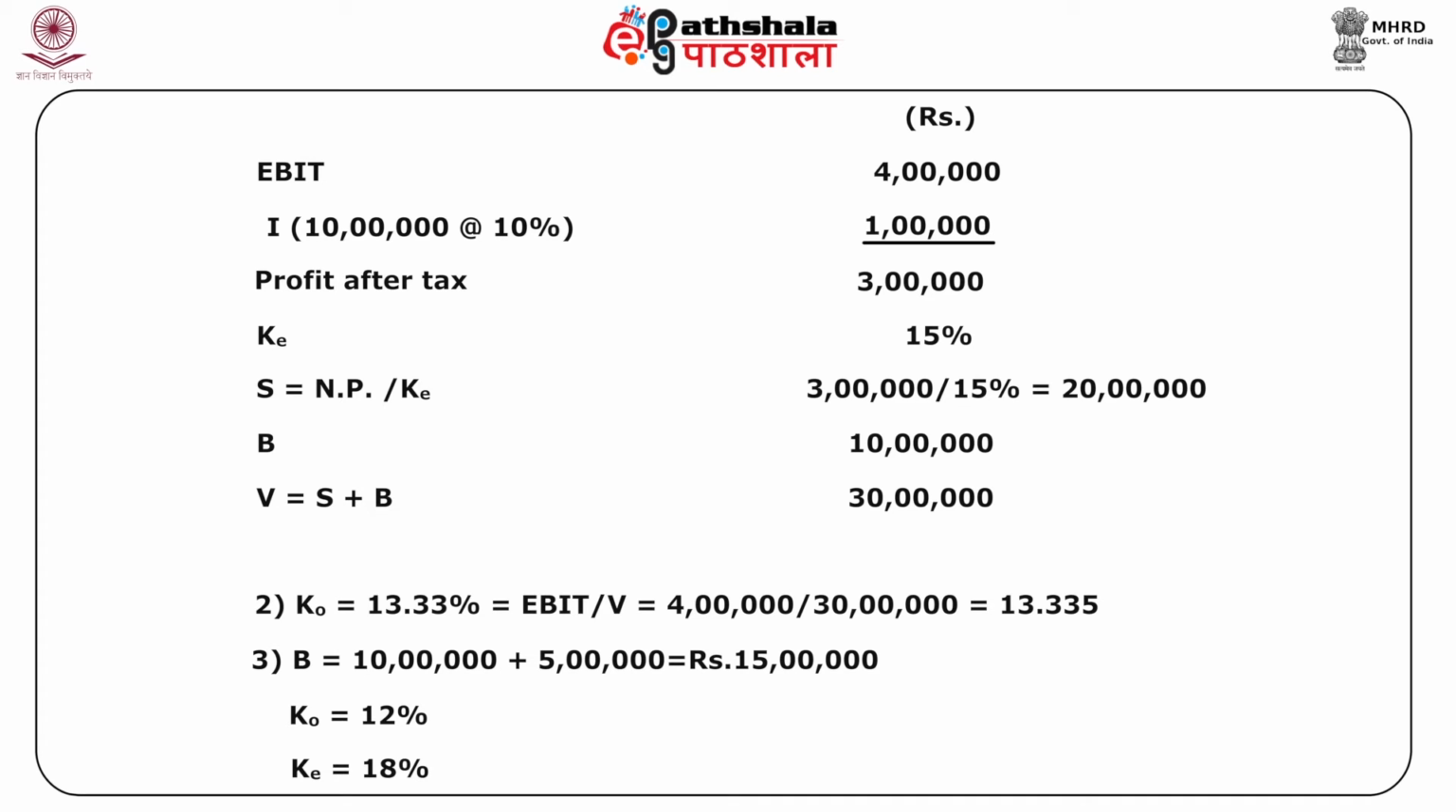If you see the overall cost of capital, in the second case, it is 13.33%. EBIT upon V, which is 4 lakhs divided by 30 lakhs, is 13.33%. In the third situation, debt is 10 lakhs plus 5 lakhs, that is 15 lakhs. KO is 12%, KE is equal to 18%.